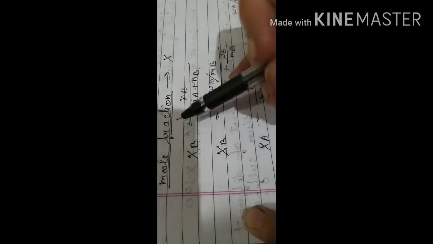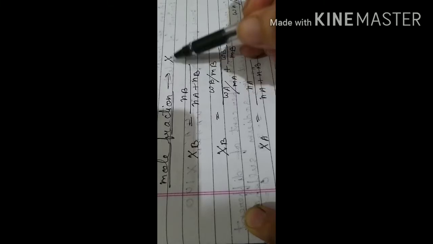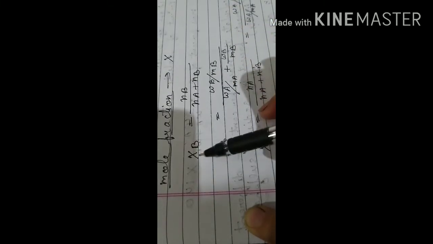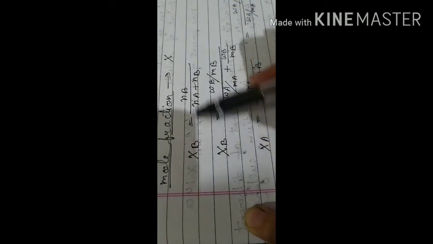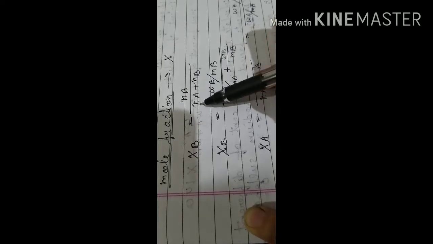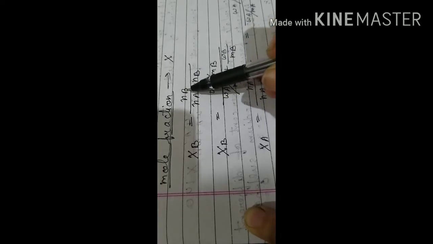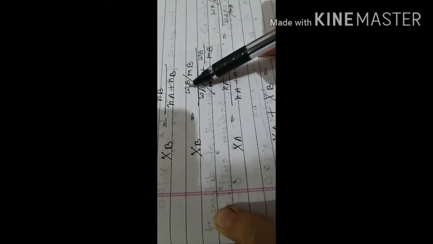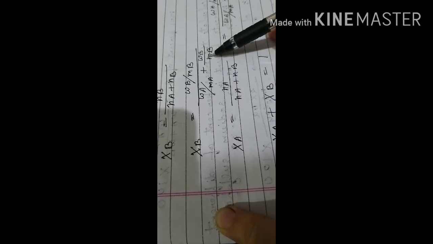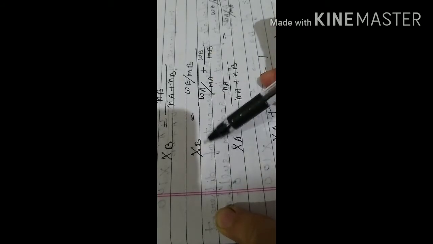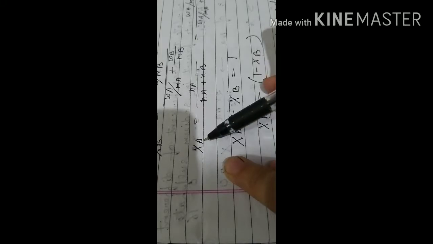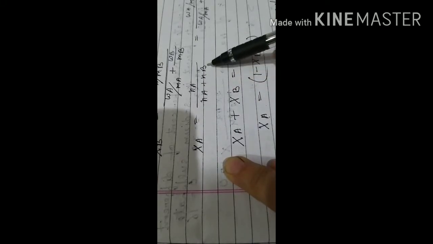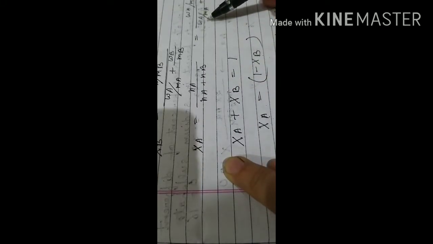Let us talk about the mole fraction. Mole fraction is denoted by X. So XB is the mole fraction of solute, the ratio of the number of moles of solute to the number of moles of solution: NB upon NA plus NB. Modifying NB as WB upon MB, it becomes WB upon MB divided by WA upon MA plus WB upon MB. Now the mole fraction of solvent: NA upon NA plus NB, which is WA upon MA divided by WA upon MA plus WB upon MB.